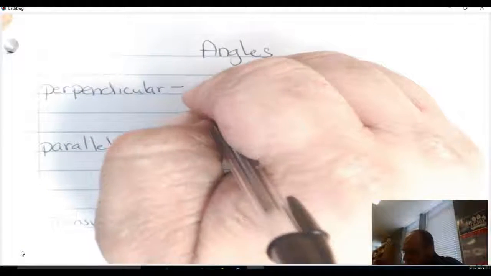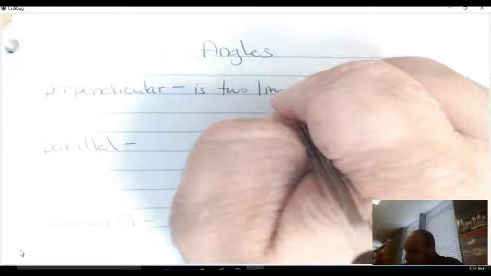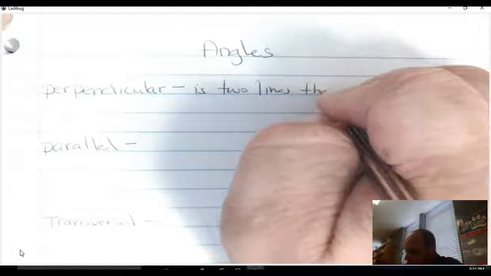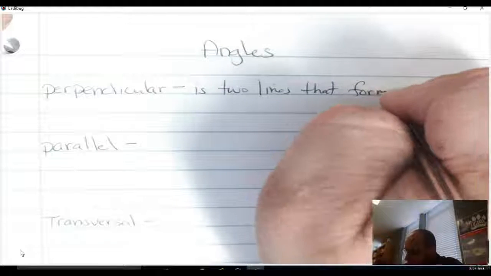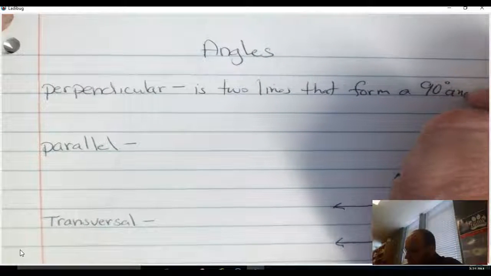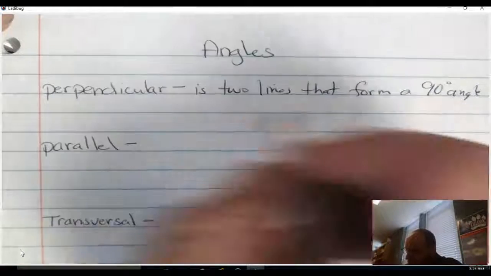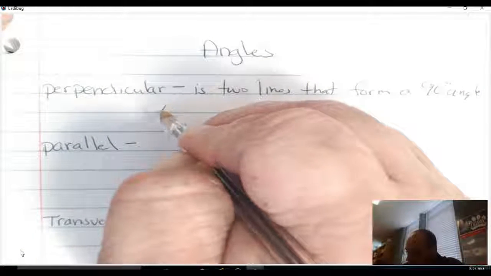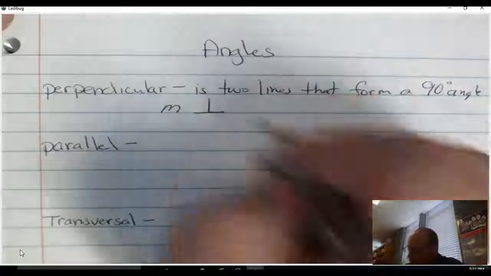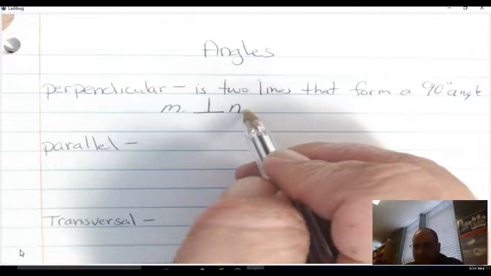Perpendicular is two lines that form a right angle or 90-degree angle. Also referred to as a right angle, in case you're wondering. We would write that, we would say maybe M is perpendicular, and so it looks like an upside down capital T, to N. So this is M is perpendicular to N.